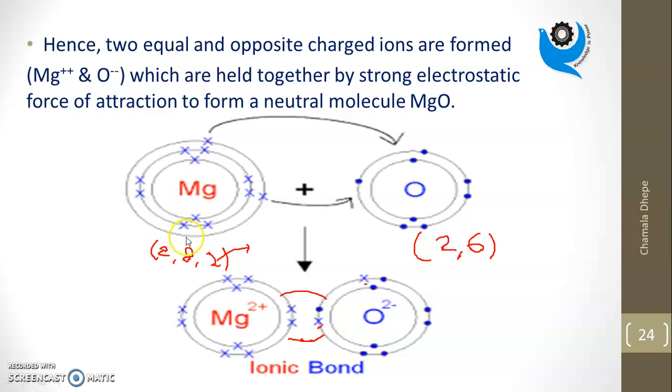See here, the electronic configuration of Mg is 2,8,2, that is Mg. That Mg is going to lose the 2 electrons. The electrons lost by that Mg are gained by the oxygen. So 2 electrons are gained by that oxygen and its electronic configuration will become 2,8. See here, as it loses, Mg is going to acquire the 2 positive charges, and oxygen, as it gains, its charge will become 2 minus. Here positive and negative, there is an attraction and the ionic bond is formed between them.